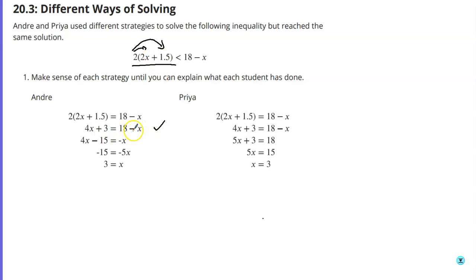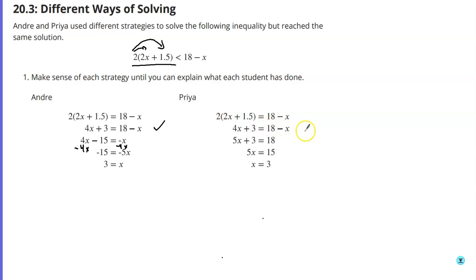Okay, and then this person, it looks like they subtracted 18 and brought it over here, right? So if they subtract 18 on both sides, this became a negative 15, so they canceled out the 18. And then they subtracted 4x and moved it over to this side, which gave me a total of negative 5x. And then it looks like they divided both sides by negative 5. So Andre got x equals 3.